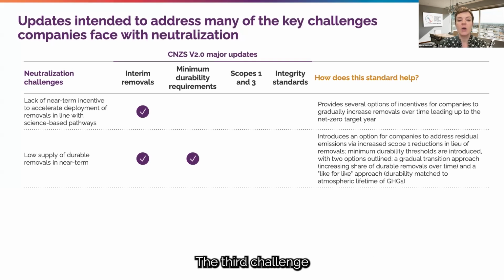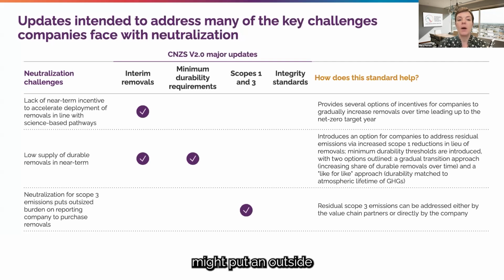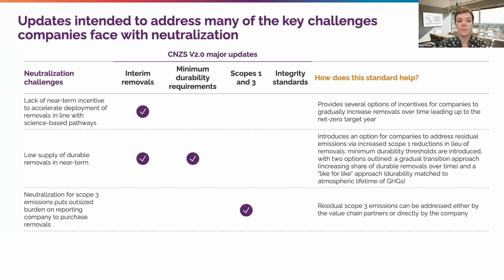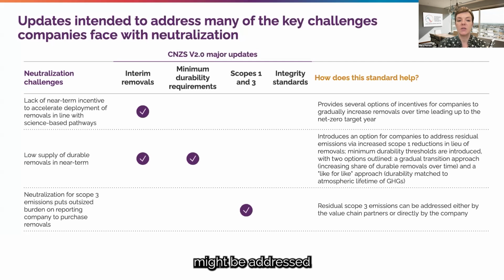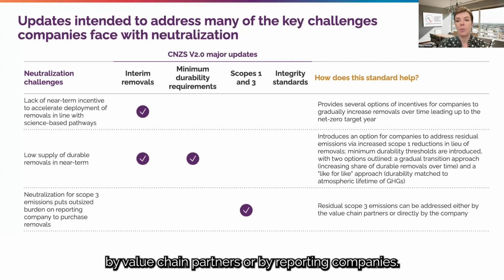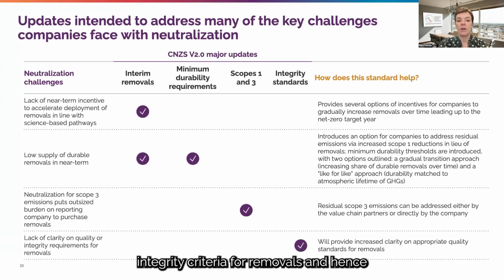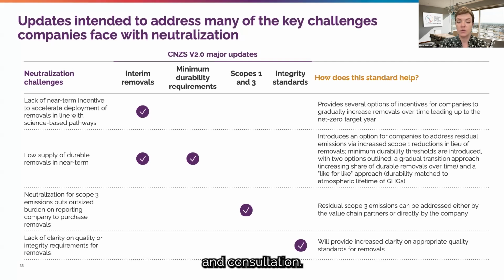The third challenge refers to the fact that neutralization for Scope 3 emissions might put an undue burden on reporting company to purchase removals. To address this challenge, the draft standard proposes that Scope 3 residual emission might be addressed by value chain partner or by reporting company. Finally, the last challenge referred to the lack of clear integrity criteria for removals, and hence, minimum quality criteria will be introduced through expert working group discussion and consultation.